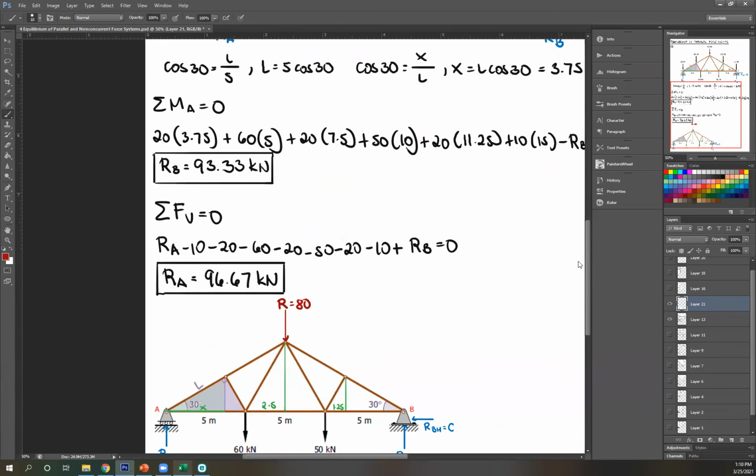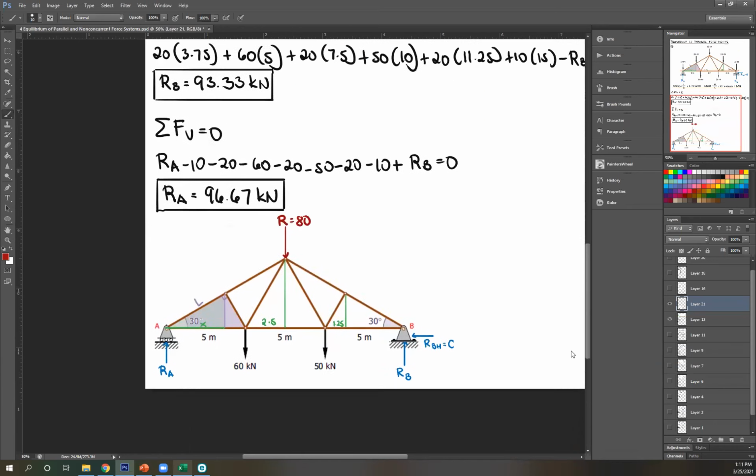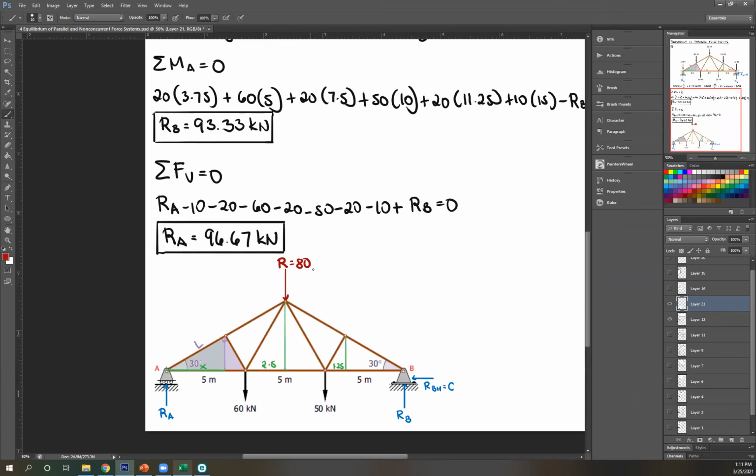Okay? Once again, you can only do this if it's symmetrical. If it's not symmetrical, you have to solve for the resultant and position of your forces. It's just going to be a longer process. Here, it's symmetrical, therefore it's just at the center immediately. Okay? And then 80. So now I just have these forces. So solving for that.